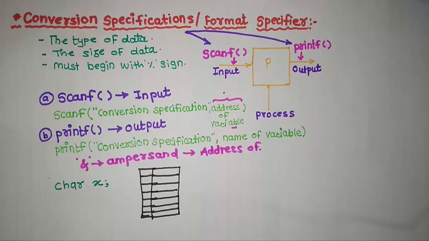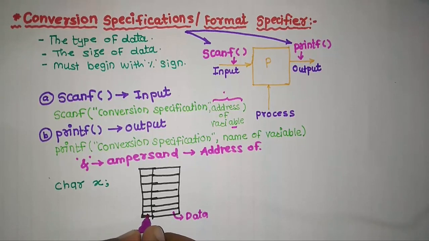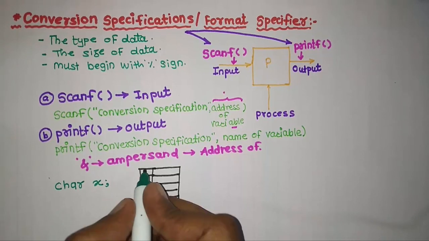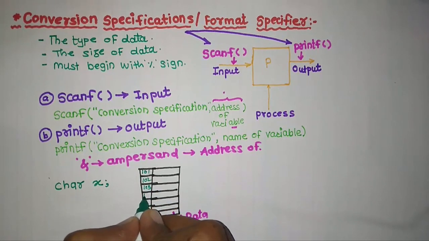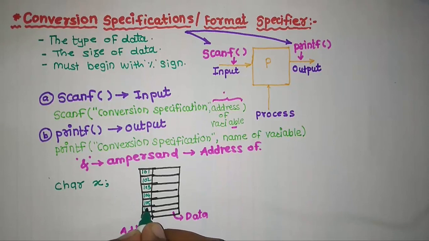So simple, suppose this memory consists of two slots. One column is used to hold data, whereas the associated address of the slot is represented by, say, the first column. So here the addresses are like this: 101, 102, 103, 104, 105, 106 and 107. In this way different addresses exist for this memory.